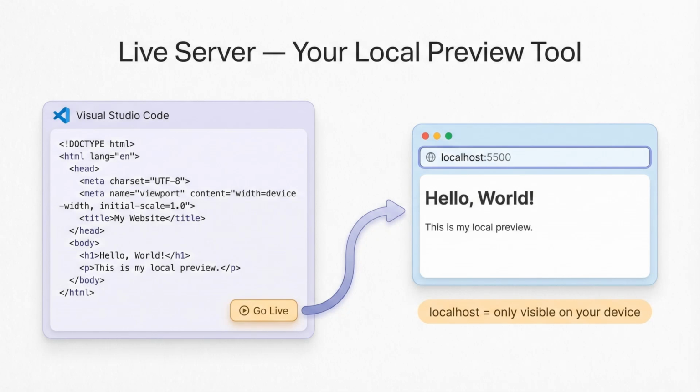When you click Go Live, Live Server gives you a local link, something like localhost:5500. This is called a localhost address, meaning it's hosted only on your own device. Nobody else can open that link on their computer. It's just for you to preview your work. This is different from a real hosted website that anyone on the internet can visit. Live Server is your personal preview environment.